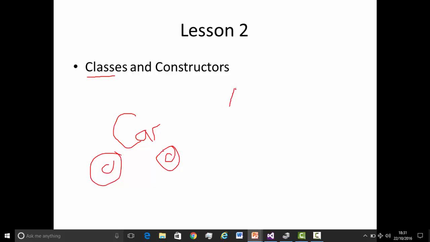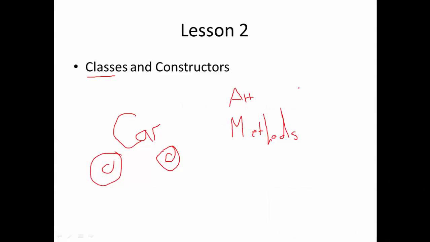We call those variables that we looked at last week attributes. So a class has attributes and it has methods. There we go, methods. A class is a container of all of those things that it has and all of those things that it does. So how does that look in programming?